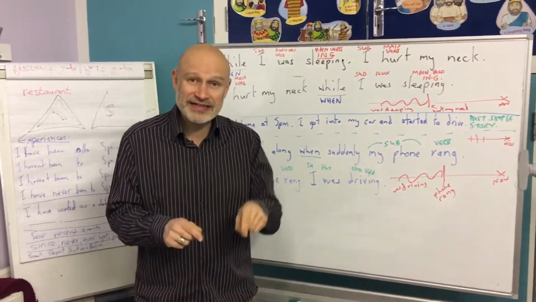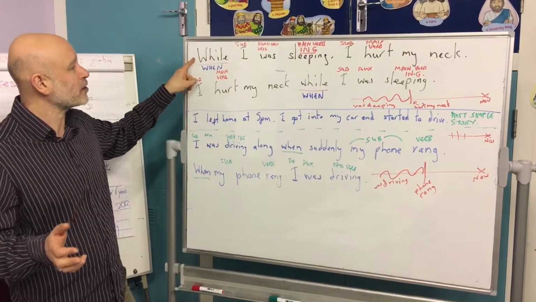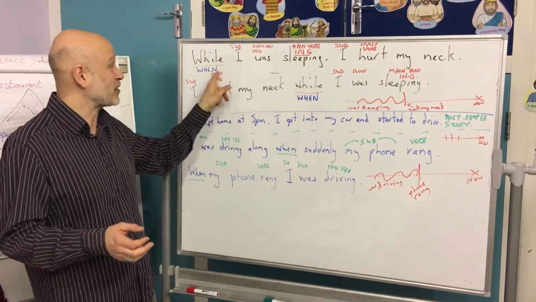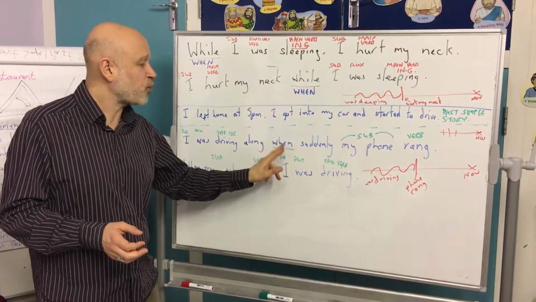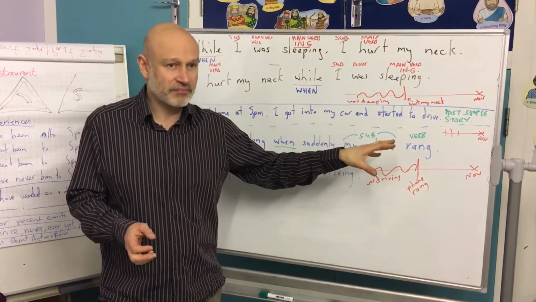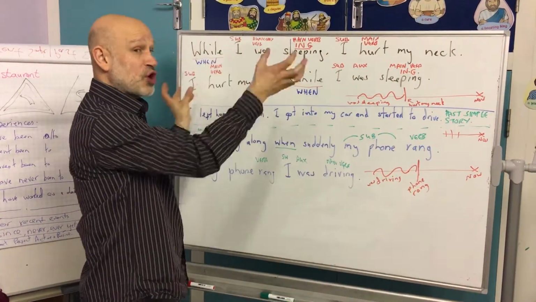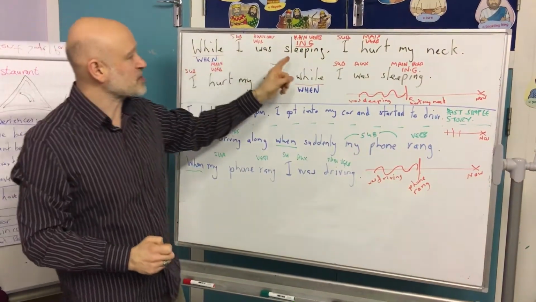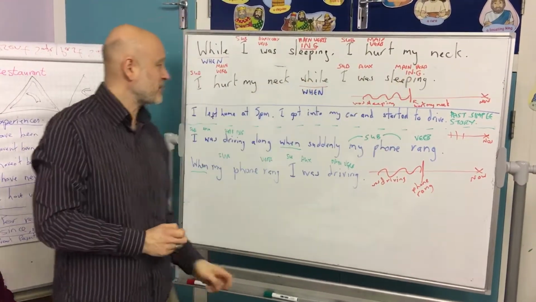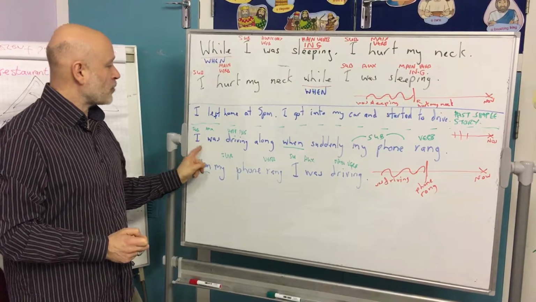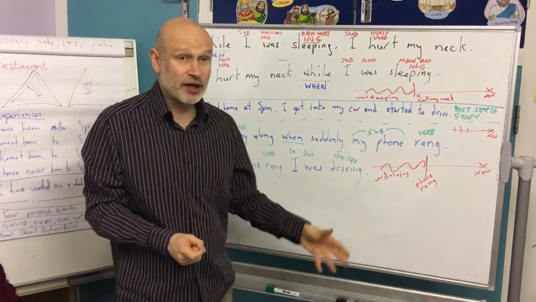But this is something I didn't explain last week. I also explained that we use while before the past continuous, but we can also use when. But we must use only when before the past simple. Last week I also explained that we can change the order of the sentence. While I was sleeping, I hurt my neck, or I hurt my neck while I was sleeping. I was driving along when suddenly my phone rang, or when my phone rang, I was driving along.